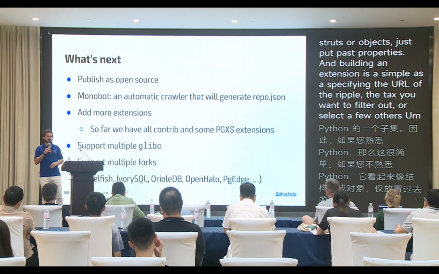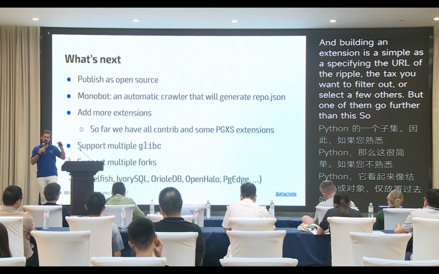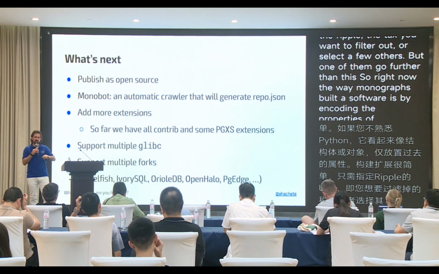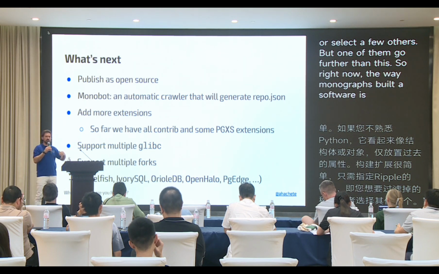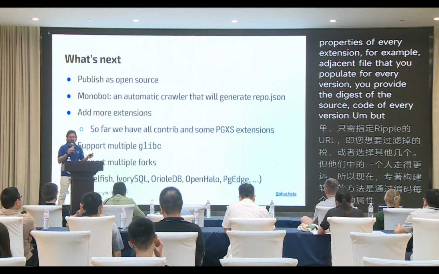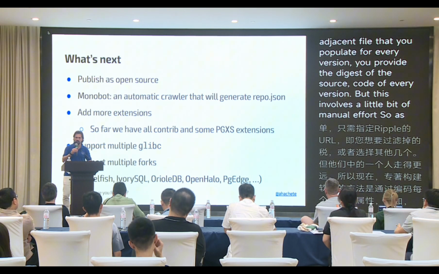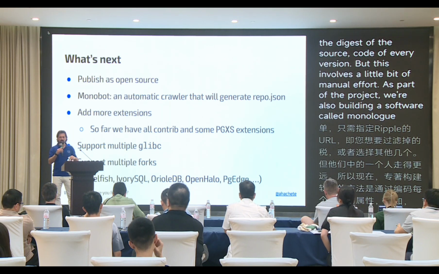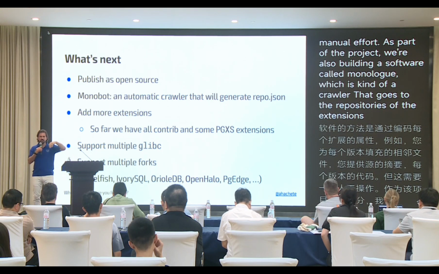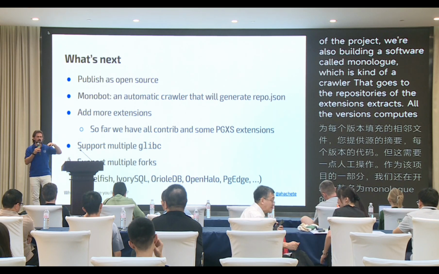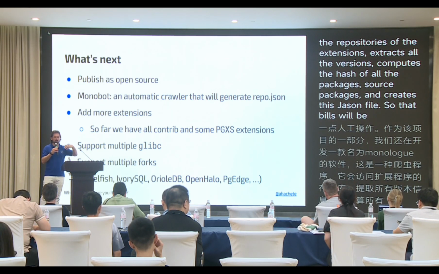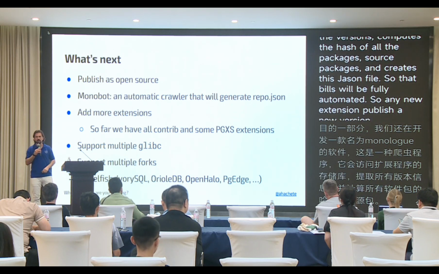But we want to go further than this. So right now, the way the system builds the software is by encoding the properties of every extension, for example, in a JSON file that you populate for every version. You provide the digest of the source code of every version. But this involves a little bit of manual effort. So as part of the project, we're also building a software called Monobot, which is kind of a crawler that goes to the repositories of the extensions, extracts all the versions, computes the hash of all the source packages, and creates this JSON file so that builds will be fully automated. So any new extension that publishes a new version will be compiled automatically by the software.